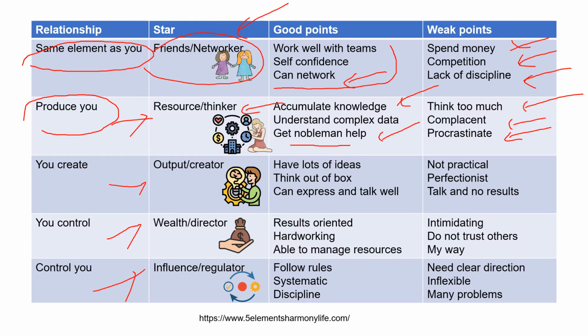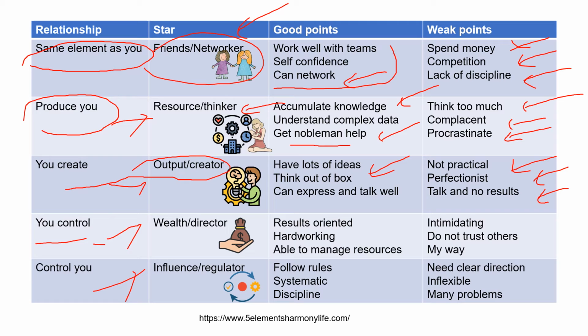Next, if you have a lot of output elements in the chart in relation to your base energy, you are producing out, which means that you can express yourself, talk well, have a lot of ideas and can think out of the box. However, those ideas might not be practical. You tend to be a perfectionist. Sometimes you can talk with no results.